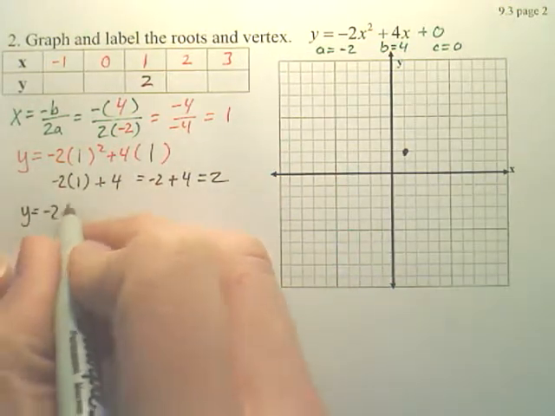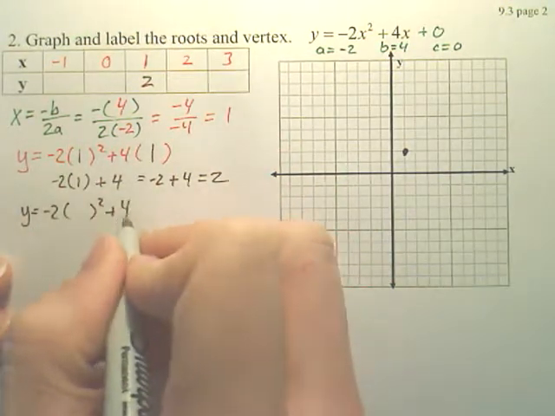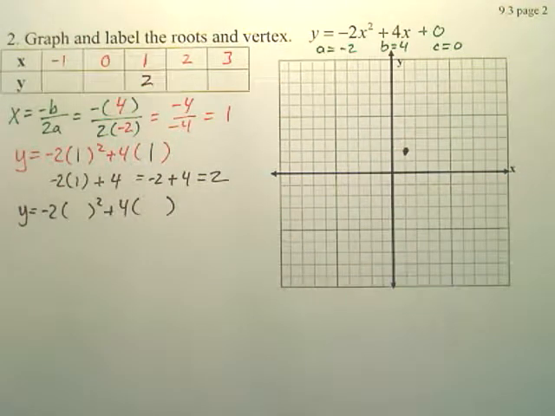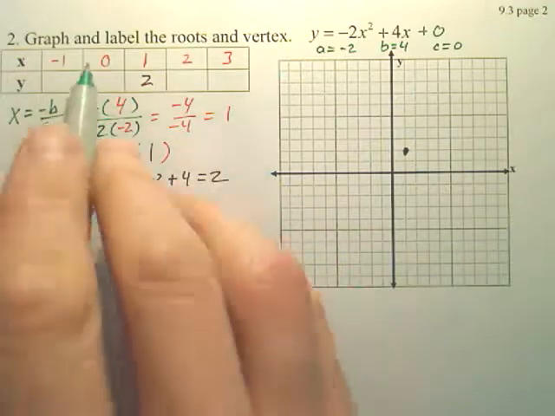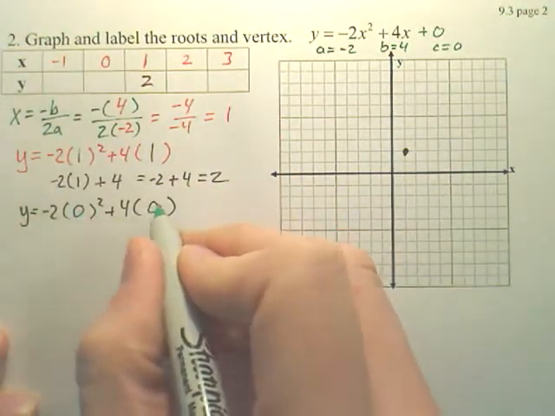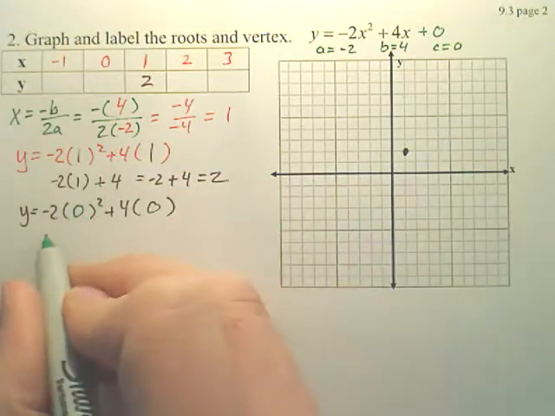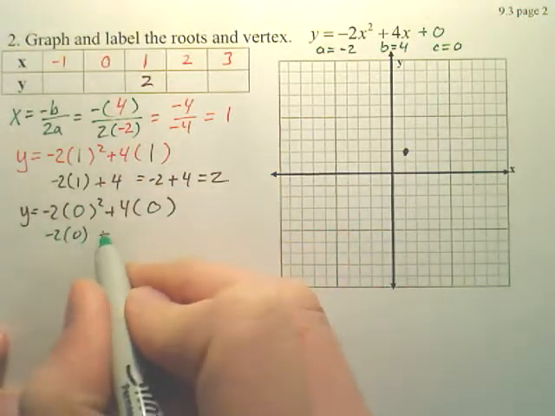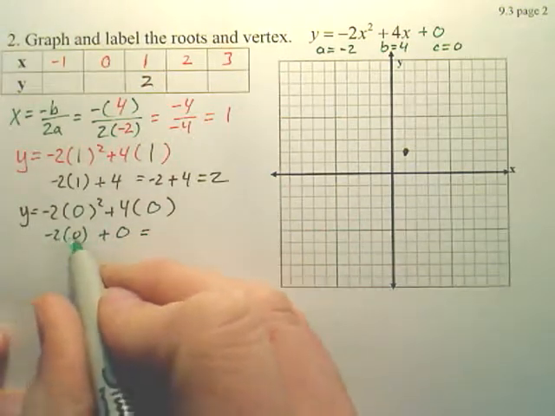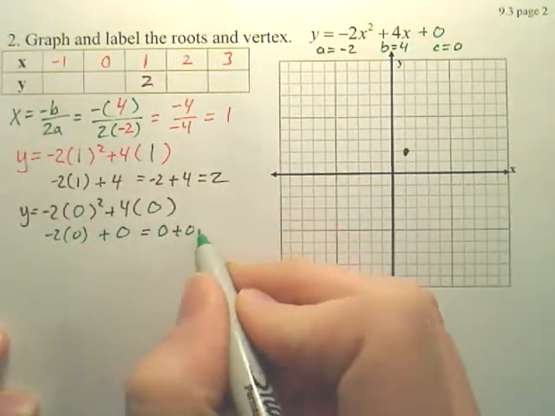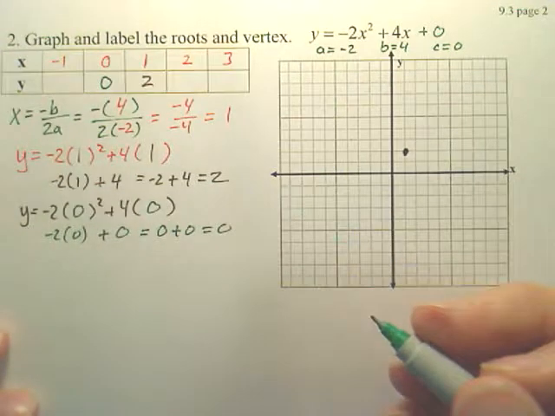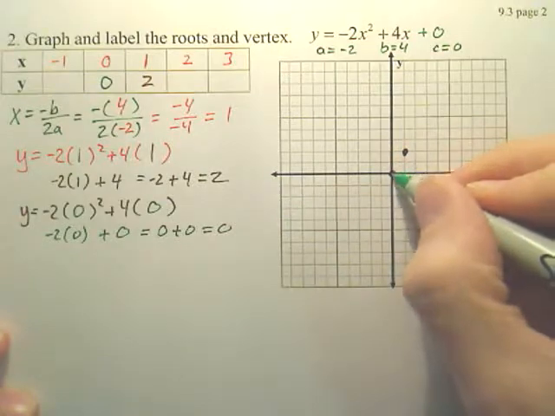Y equals -2x squared plus 4x. Using this equation again, except now, which number do I want to plug in? Well, what's easier, 0 or 2? I actually think 0 is going to be easier. 0 is really nice, because that's 0 squared, which is 0. 4 times 0 is 0. -2 times 0 is 0. Okay, so 0 actually comes out to be 0. Kind of interesting. At 0, we're going to be up 0.